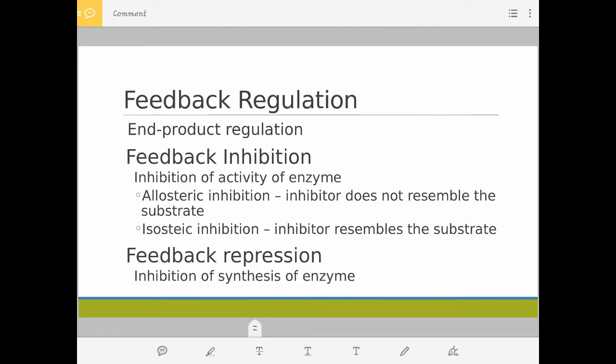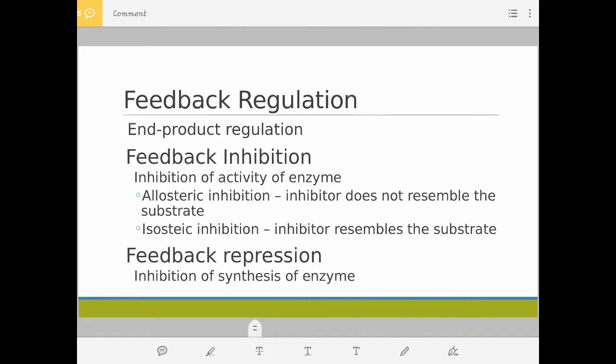You have allosteric inhibition, where your inhibitor, since it's the end product, is of course very different from the substrate. Based on our lock and key model and even the induced fit model of enzymes, it doesn't resemble the enzyme substrate. It doesn't bind to the active site. The inhibitor here binds on a different site. So it still binds to the enzyme, but on a different site from the active site, and that induces a change in the enzyme such that it inactivates it. It doesn't bind to the substrate anymore.